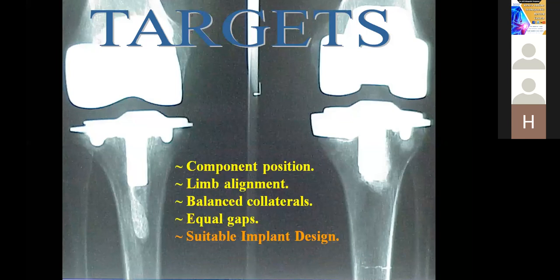Our targets: we have to put the components in good position, we have to respect the limb alignment, we have to get balanced collaterals, and we have to ensure equal gaps. Finally, the suitable implant design. The first four points are covered in the surgical technique, which is beyond the spectrum of this presentation. And this presentation is only for number five, suitable implant design.